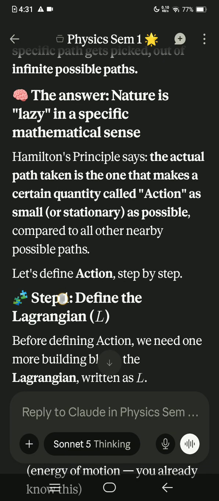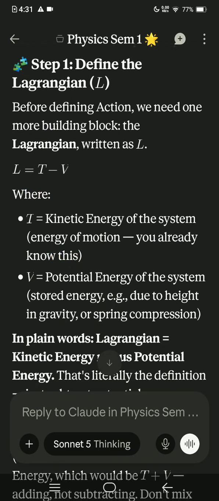Let's define action step by step. Step 1. Define the Lagrangian L. Before defining action, we need one more building block. The Lagrangian, written as capital L equals T minus V, where T is the kinetic energy of the system, energy of motion, you already know this, and capital V is the potential energy of the system, stored energy, for example due to height and gravity or spring compression. So kinetic energy minus potential energy.